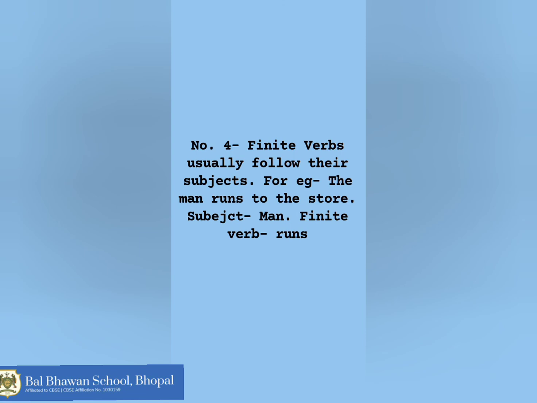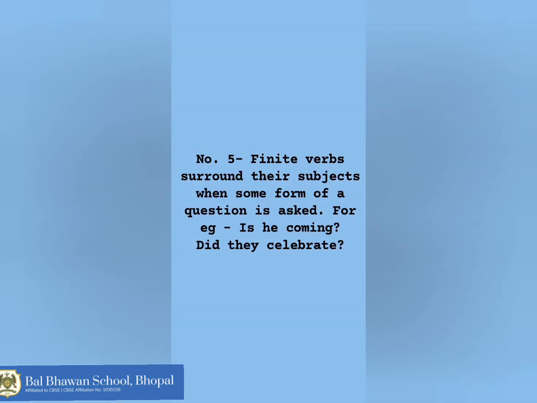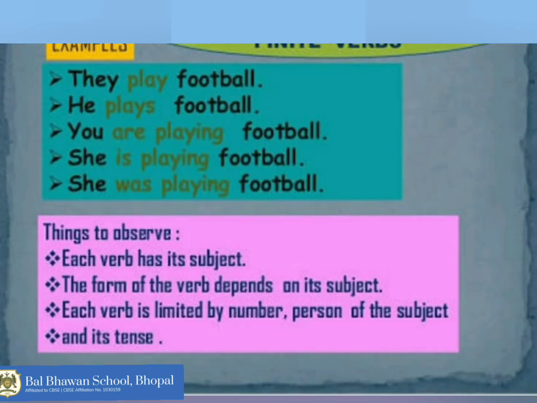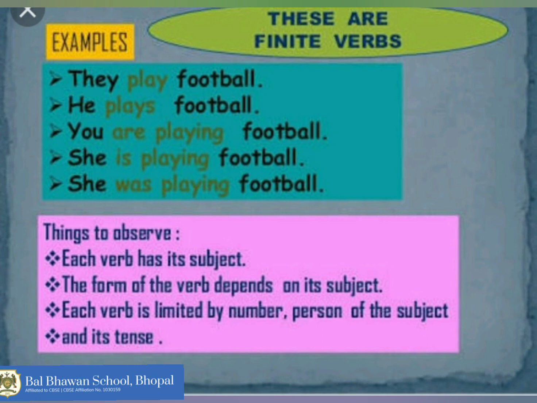Number 5, finite verbs surround their subject when some form of a question is asked. Is he coming? Did they celebrate? Here in these examples, he is the subject, coming is the finite verb. Did they celebrate? In this sentence, they is the subject and celebrate is the finite verb.